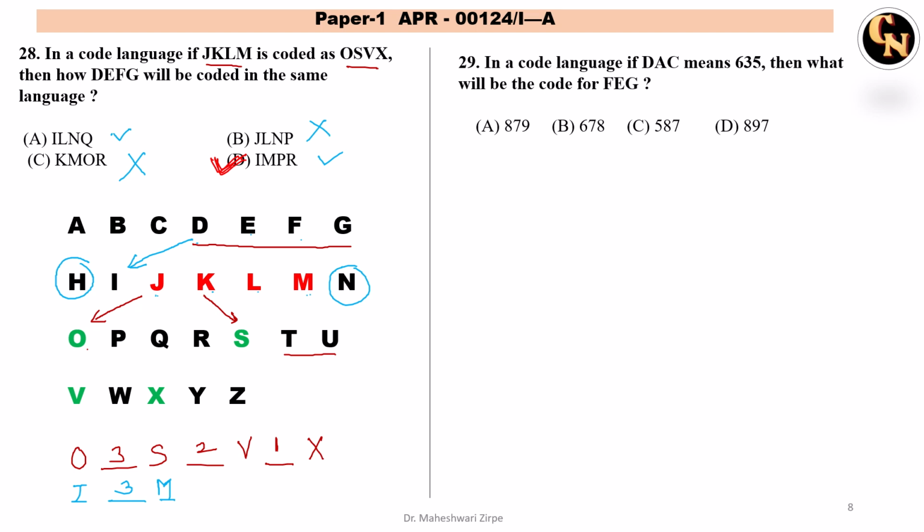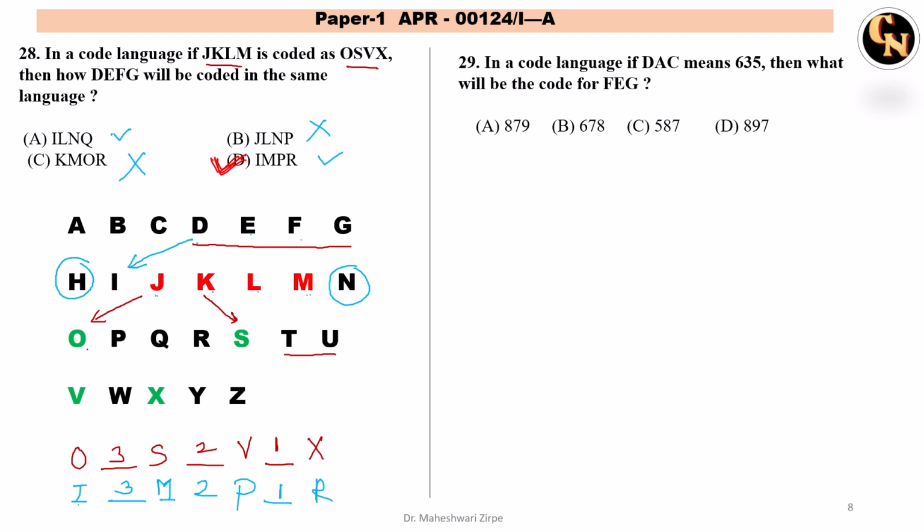Let us solve it further. It is a gap of 2. After M, a gap of 2 means N and O I have to leave, and the next letter will be P. Then a gap of 1. After P, I'll leave 1 gap. It is R. So if you see that, it is IMPR. So IMPR, that is D option. Correct? In such a way you have to solve decoding questions of alphabets.